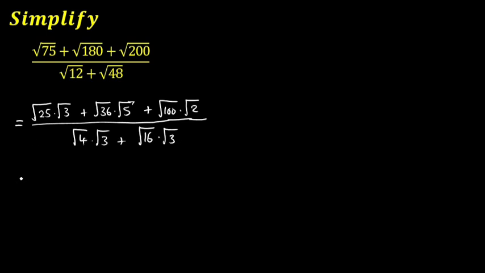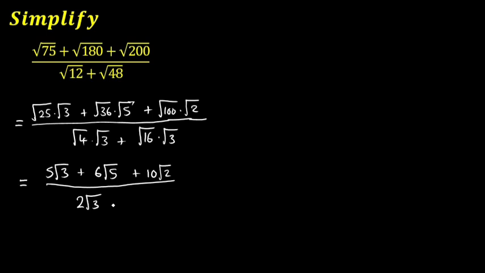So from the perfect squares, let's find their square roots. The square root of 25 is 5, so we'll have 5 root 3. The square root of 36 is 6 root 5. The square root of 100 is 10 root 2. And this is over the square root of 4, which is 2. And the square root of 16 is 4.